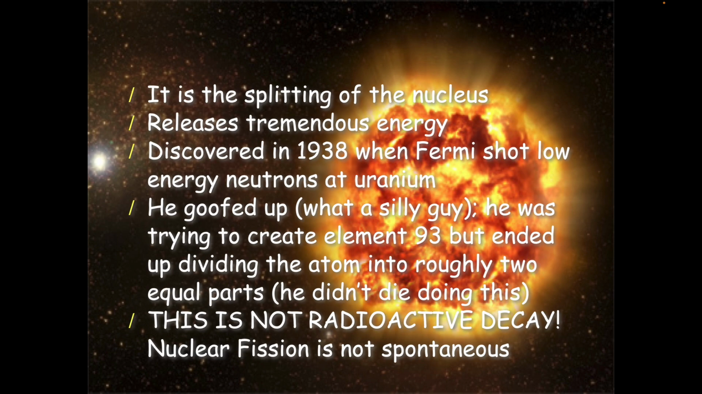Now fission. Fission is splitting the nucleus, which releases tremendous energy. It was discovered in 1938 when Fermi shot low energy neutrons at uranium. Okay, he goofed up. He was trying to create element 93, but ended up dividing the atom into roughly two equal parts. And no, he didn't die doing this.